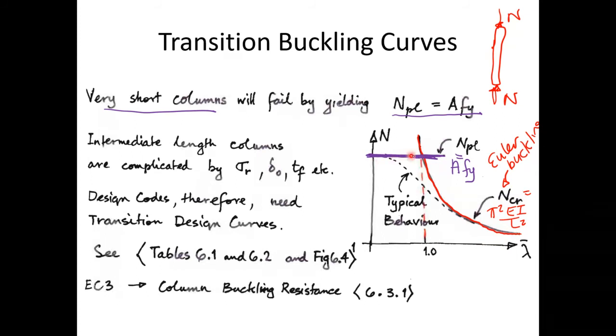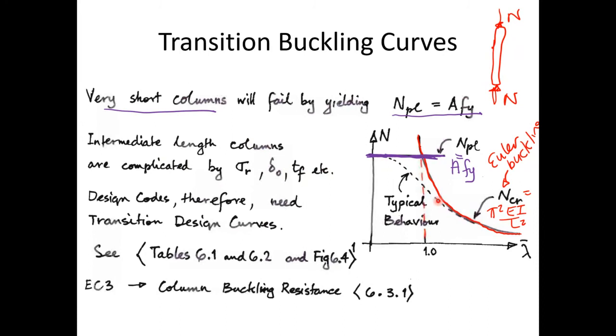The more difficult one is something that's an intermediate length column, something in between, where you're going to end up having some flexural buckling, global buckling. You're going to end up having some other local failures as well. So the intermediate length columns are complicated by the residual stresses that we can have, and initial deformations that might be in the member when we create it. So without even applying any load, it might be slightly buckled out. If you take your ruler and have a look at it, you'll probably see that it's not perfectly straight. There's some sort of initial little bending in it, thickness of the flange and so on. These all complicate the behavior.